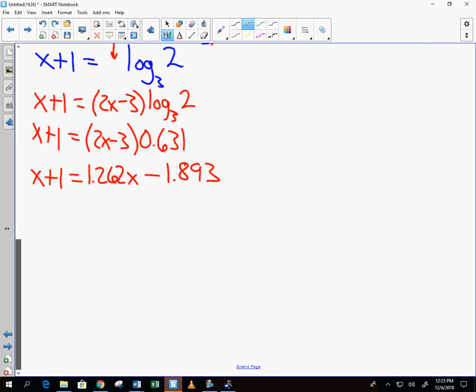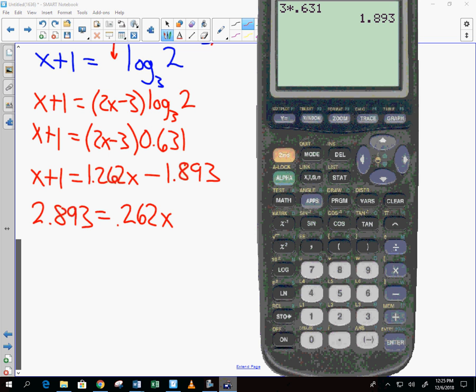All right, here we go. So I distribute through. Now I'm going to subtract the x. I'm going to add the negative 1.893. I get 2.893 is equal to 0.262x. 2.893 divided by 0.262, and I get x is 11.042.